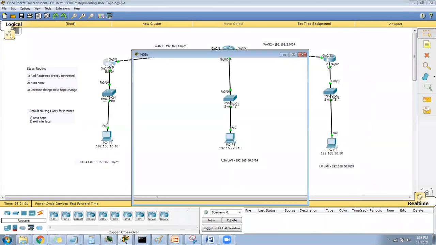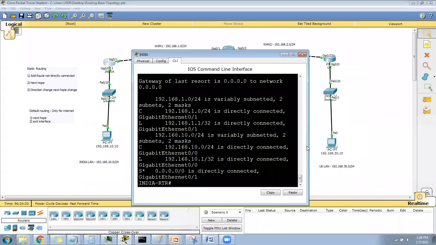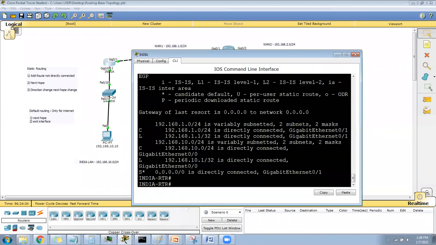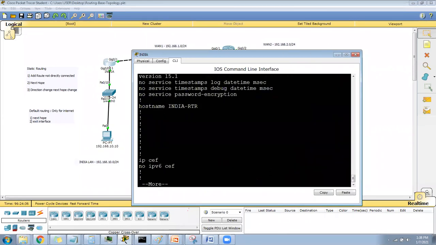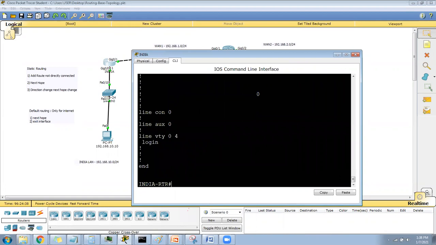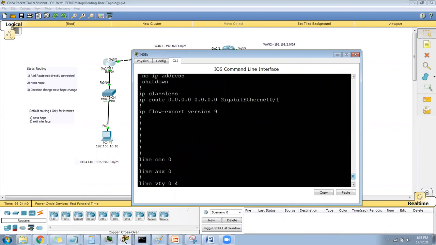See, this one, the India router. If I go and check show run, I just added one route. But previously, for static routes, I needed to add three routes. Both are static routing, which is a manual configuration, and you need to know all the destinations.